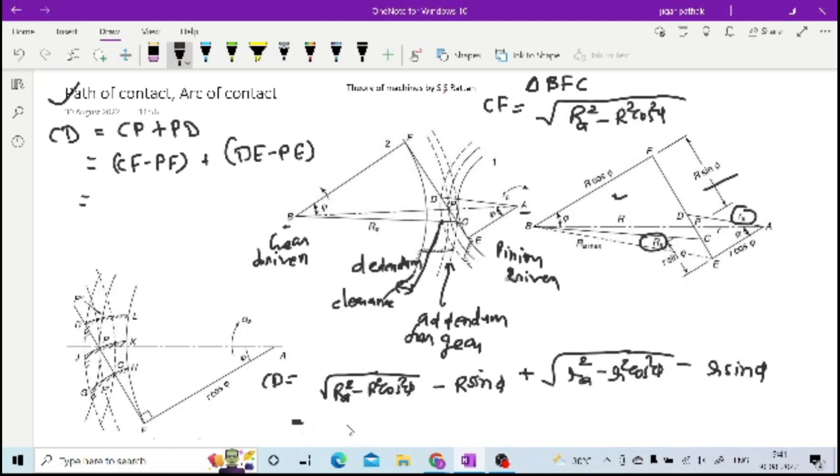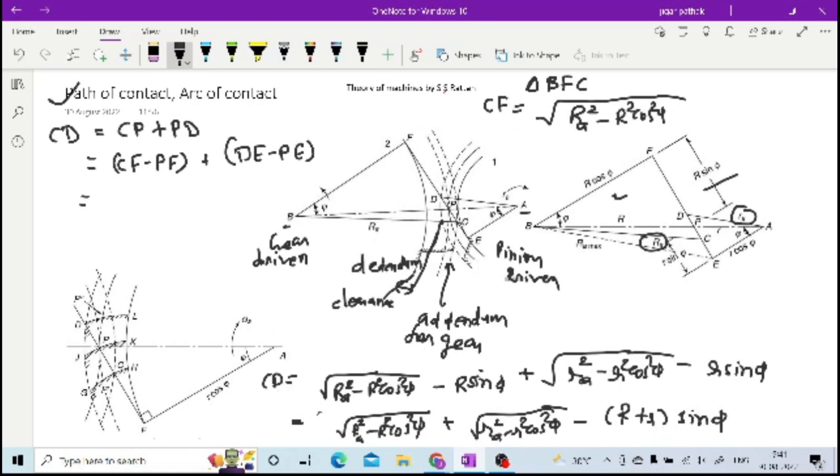If you further simplify, you can write it like RA square minus R square cos square phi, plus RA square minus R square cos square phi minus R plus R sin phi. So once you have this, then you can calculate what we can say is the path of contact.